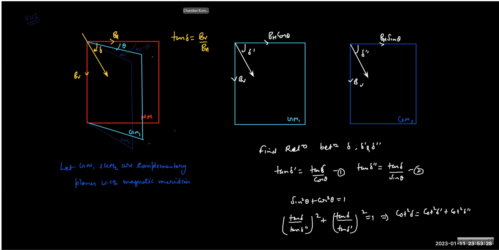So this is a very famous relation, and you may come across this question itself. The relationship between the true dip and apparent dip. So given the apparent dips in the two complementary planes, we can find the true dip in the magnetic meridian. So this will be your challenging problem. It's clear? Yes, sir.